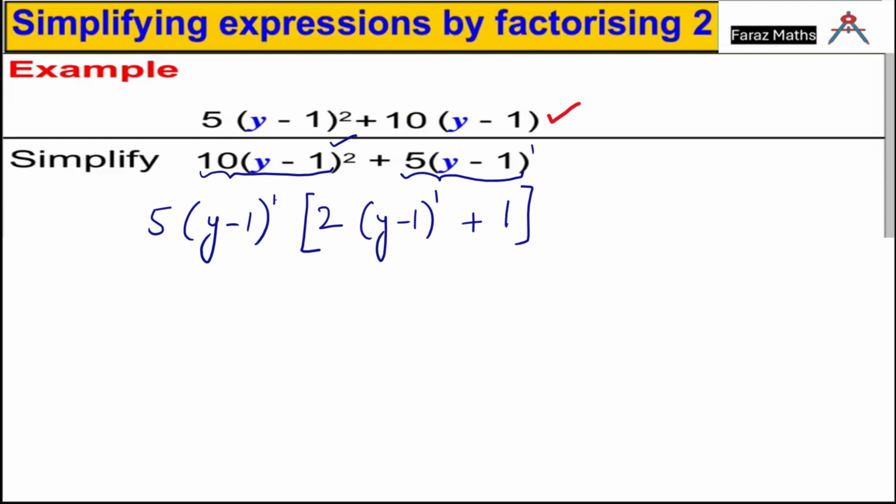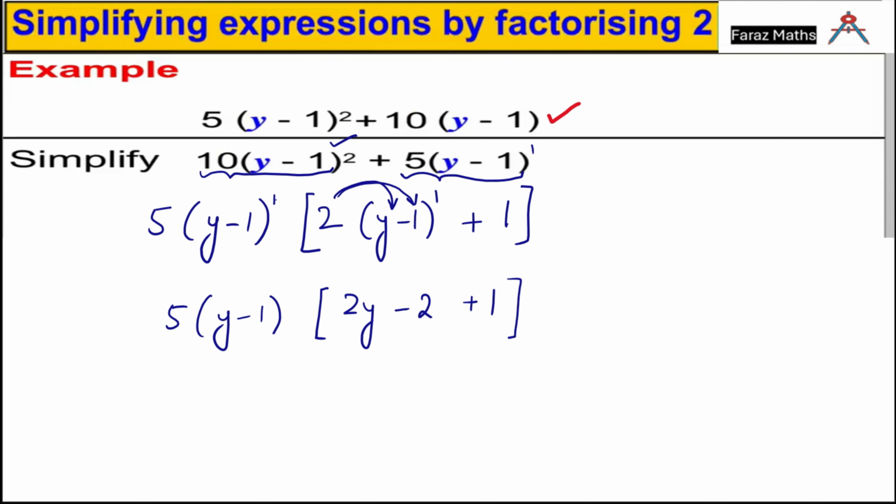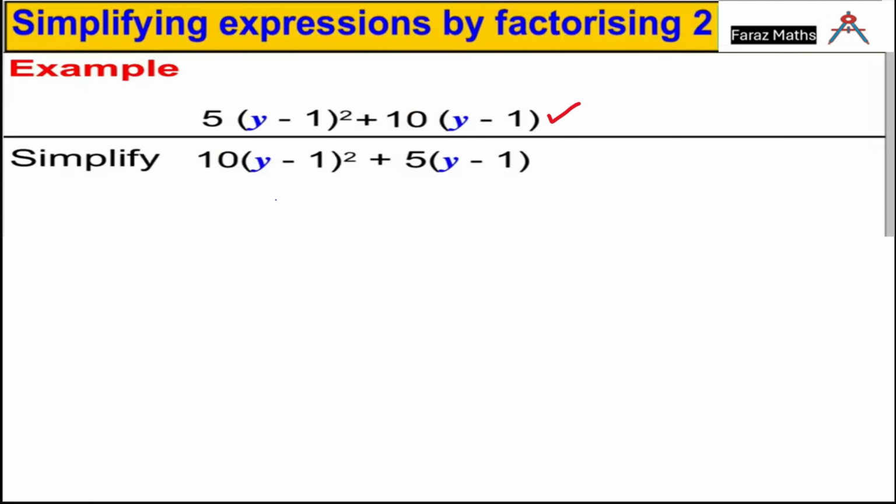Now close the bracket. Now we have to write 5 bracket y minus 1, and usually we do not write power 1. And then you have to multiply 2 with y and 2 with minus 1. So that is 2y minus 2 and then plus 1. So 5 bracket y minus 1, and then you can make a round bracket. 2y minus 2 plus 1 is minus 1, and that's our answer. You can do it in another way also.